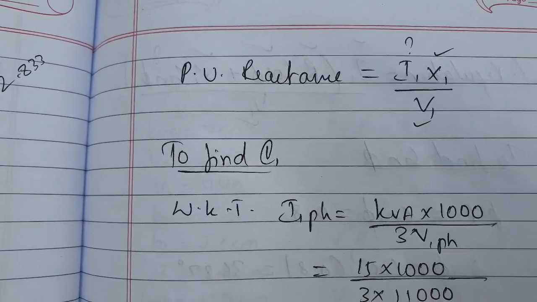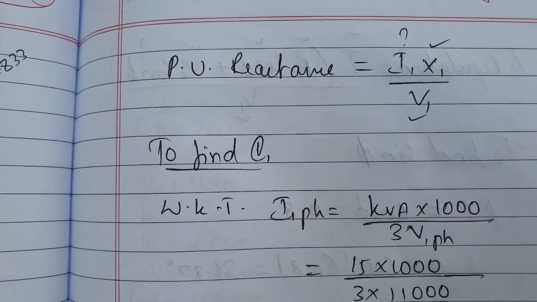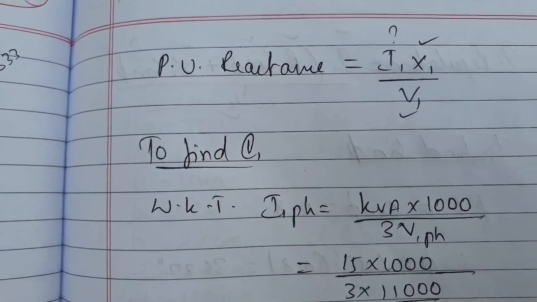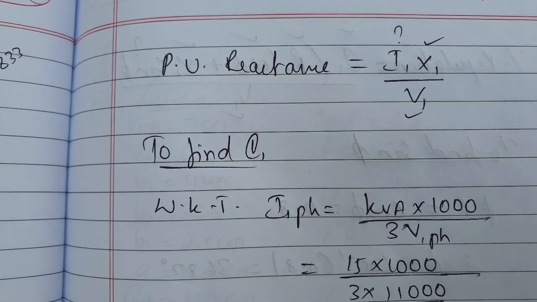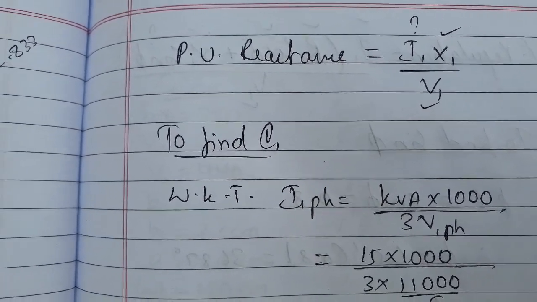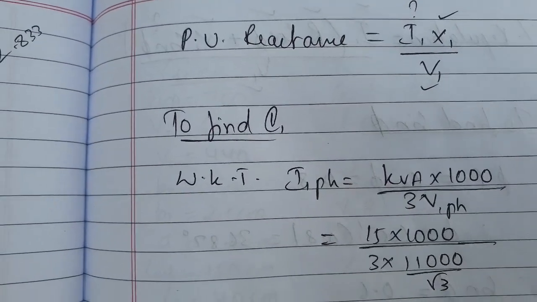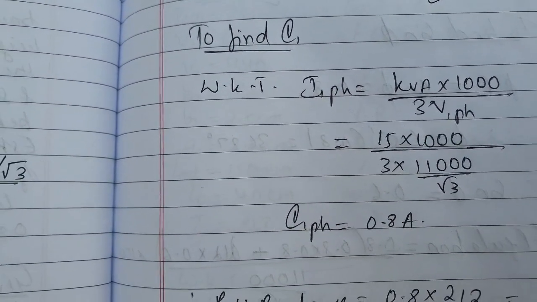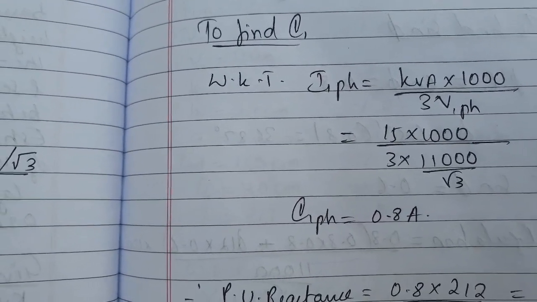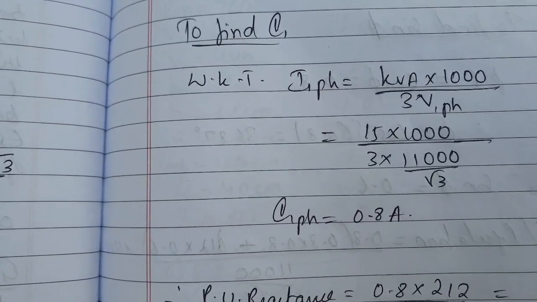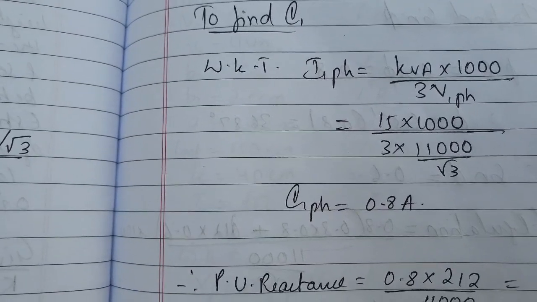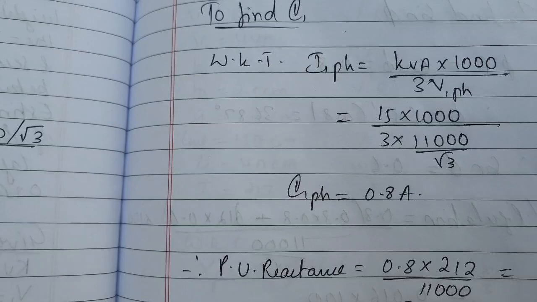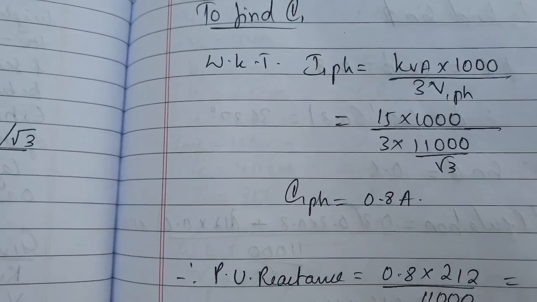Next, let us calculate per unit reactance is equal to I1 X1 by V1. And this one we know X1 value, we know V1 value, but we don't know I1. First let us find out I1. To find I1, we know that I1 is equal to kVA into 1000 divided by 3V1. I am writing here 3V1 because it's a 3-phase. Substitute the values and evaluate. You will get I1 as 0.8 amperes.